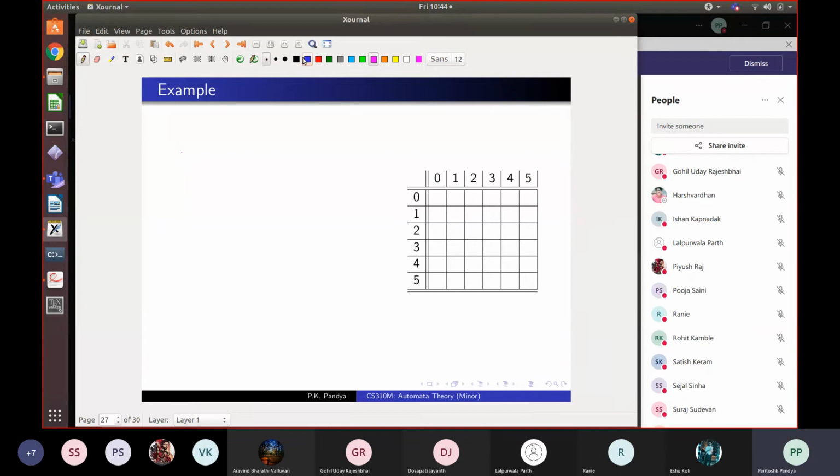So let's consider an automaton consisting of states 0, 1, 2, 3, 4, 5, and the final states are 0 and 3. And there is a single letter A, right?